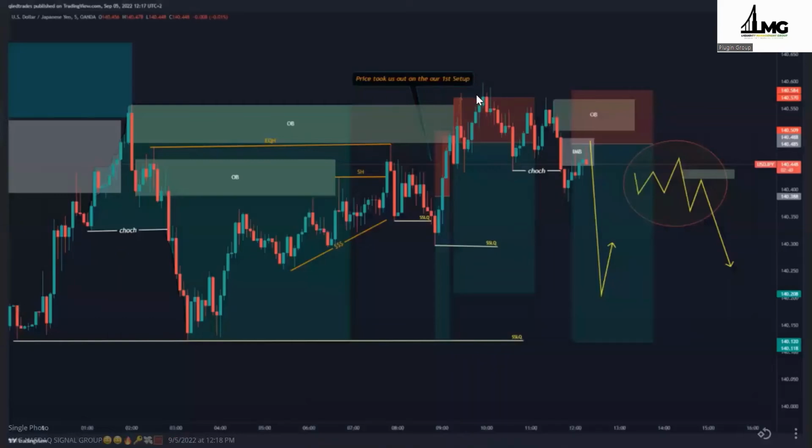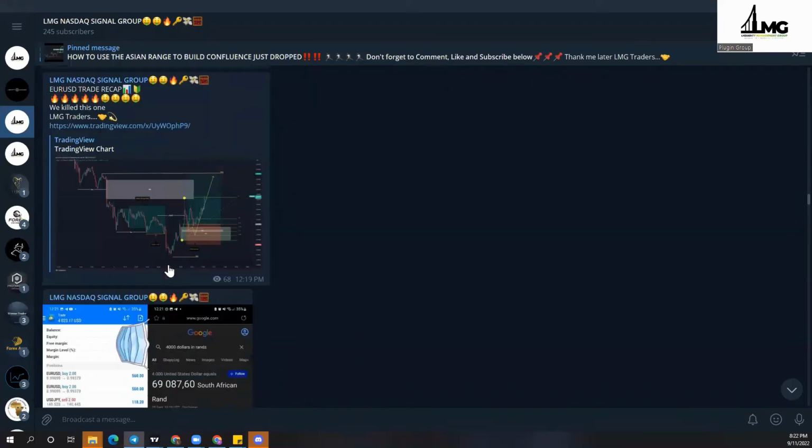So this was the USDJPY trade. As you can see, price took us out. I waited for another setup here, right? And then we have this setup, and I also sent my structure pattern. So yeah, I hope that's really helpful.